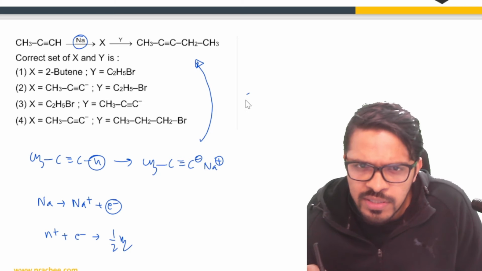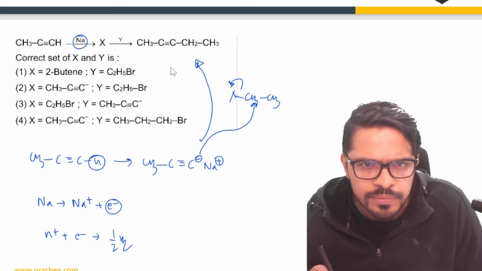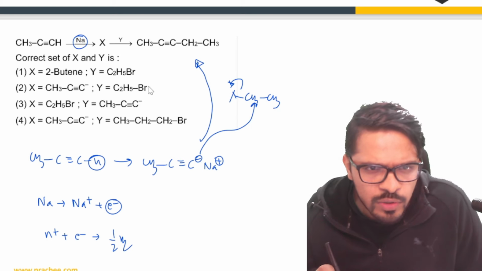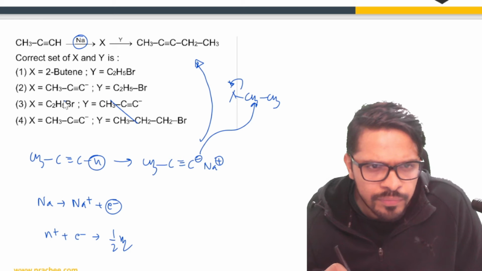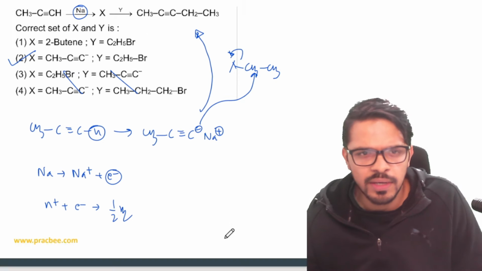With the help of this, we have to form this. So we basically need CH2, CH3 and an X group. This minus charge will attack here. This will open up. So we need C2H5Br as Y and X is basically this. So the second option is correct.